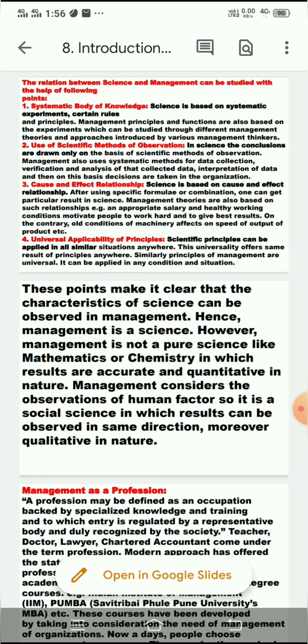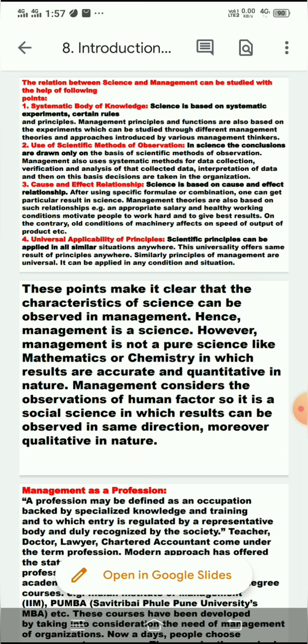Now from these points, it is clear that the characteristics of science can be observed in management, children. So management is a science. We cannot say it is a pure science, because pure science means what? Physics, chemistry, maths, in which results are accurate and quantitative in nature. But for management, children, we observe the human factor. So it is a social science, whose results are moreover qualitative in nature.